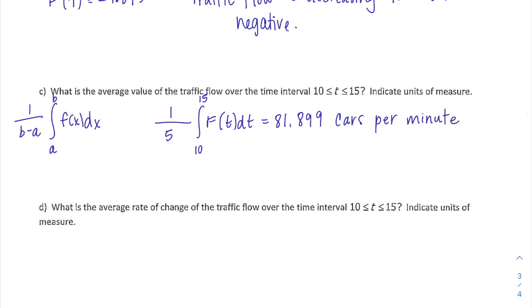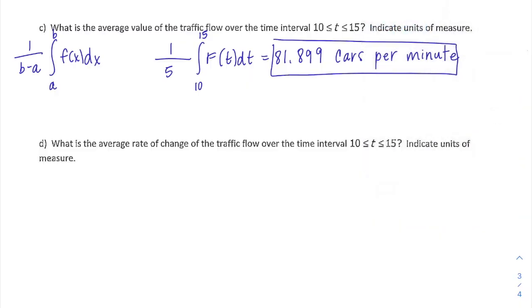It didn't specify to round to the nearest whole number, so I'm going to keep it at a decimal there. Okay, so part D is asking, what is the average rate of change of the traffic flow over the time interval 10 to 15? So question C asked for the average value of the traffic flow, so we did the f average equation for our traffic flow equation. Now I want the rate of change, which is going to be the derivative.